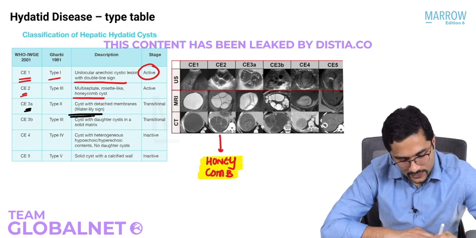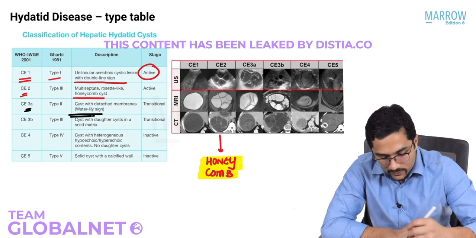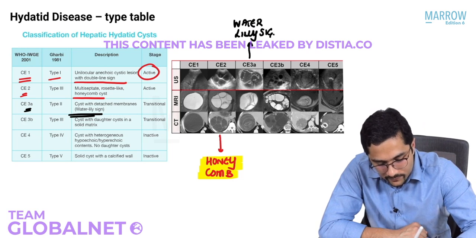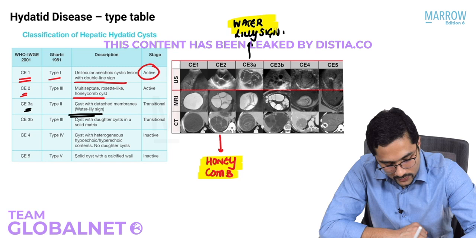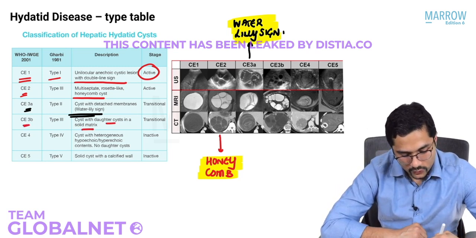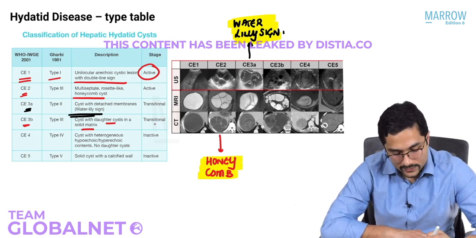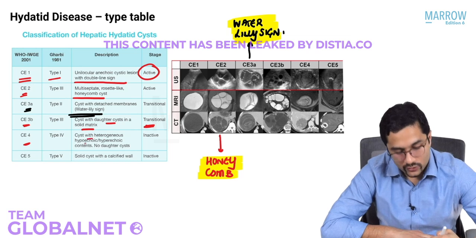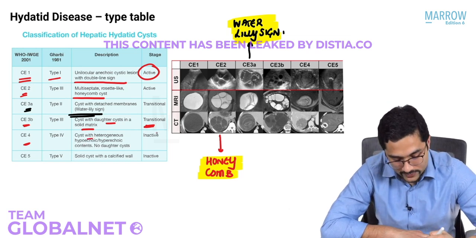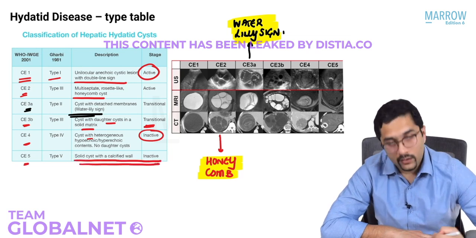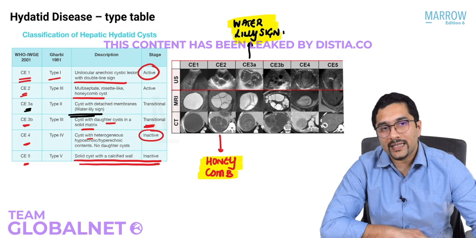CE3A is the water lily sign, when you have a detached membrane. So CE3A is water lily sign. This also has been asked in the exam. CE3B is a cyst with daughter cysts in a solid matrix. This is a transitional zone. CE4 is a cyst with heterogeneous hypoechoic or hyperechoic contents. This is inactive. And CE5 is a calcified wall. That is also an inactive or dead cyst.